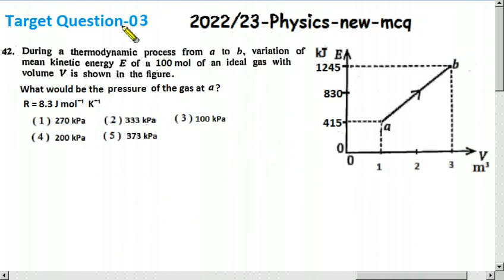So children, I altered the question again so that it will be target question number 3. So here it is. Now you have to try it on your own without looking at my answer. Honestly, try to do it. Pause the video first.